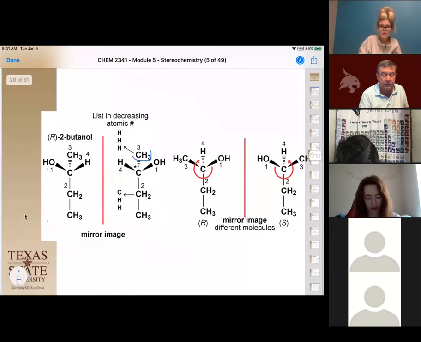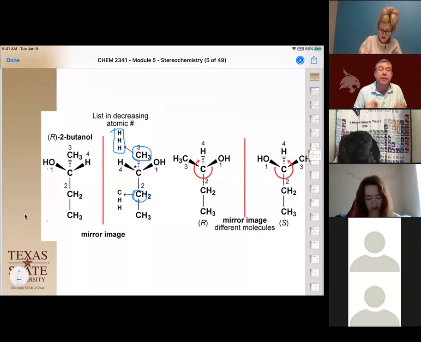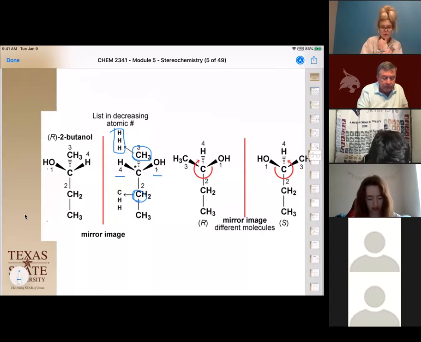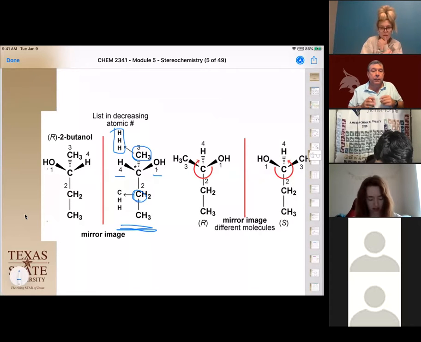So our methyl group is still going to be our priority 3 because it's only bonded to hydrogens. Our ethyl group here is going to be priority 2 because of that carbon. And our oxygen and our hydrogen here are still going to be 1 and 4 because of atomic number. Okay. Now, can we use this version of the molecule and decide whether it's R or S? No, because we have to have number 4 away from us to get the perspective correctly.